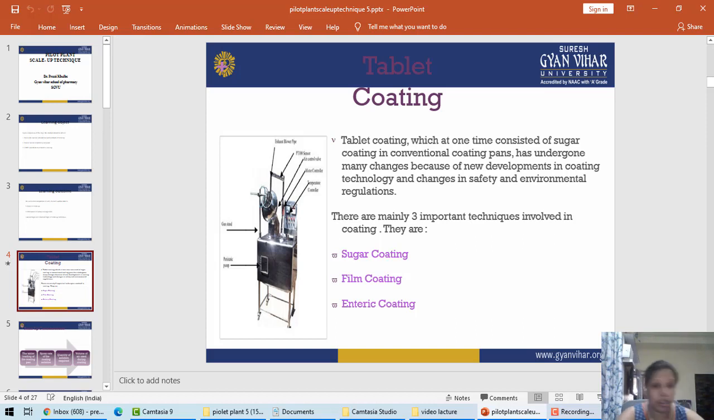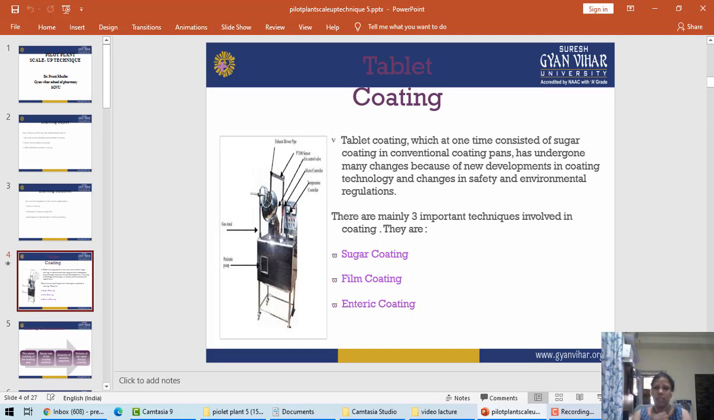If we use the conventional methods of coating, there are many changes actually because of new developments in the coating technology, and this changes the safety and the environmental regulations. So if we talk about coating, coating basically means coating the tablet by using different ingredients and different methods. We take a tablet and we coat it.